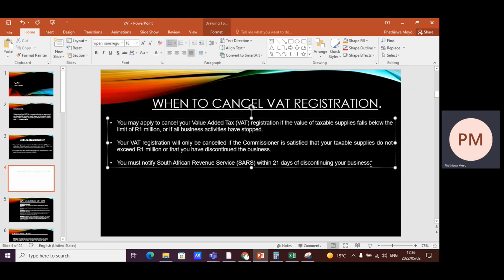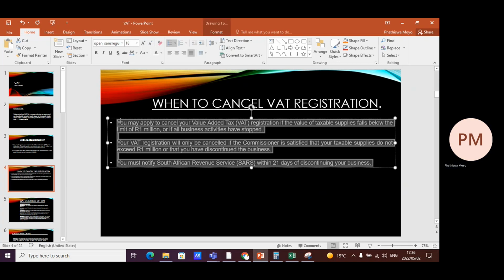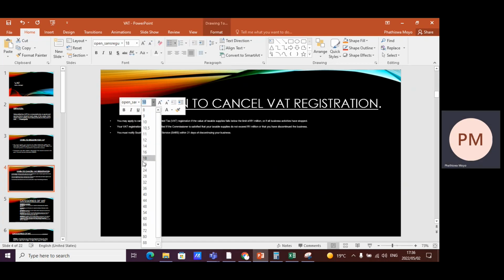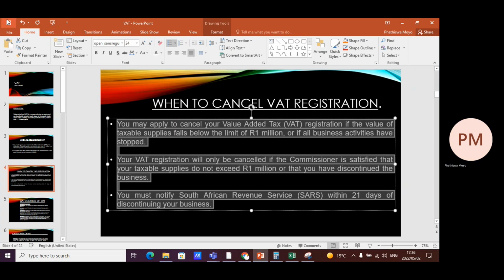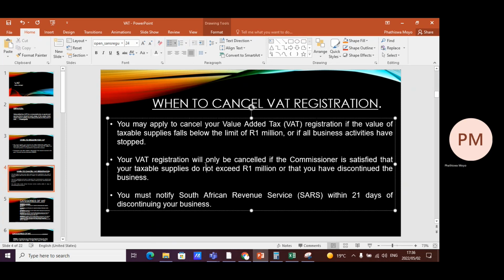So when do you cancel to pay VAT? Once the taxable supply falls below a million, and the cancellation will happen if the commissioner is satisfied that the business is making less than a million.